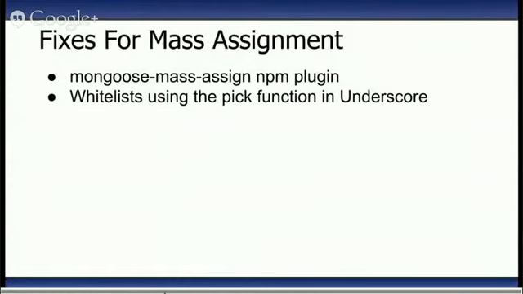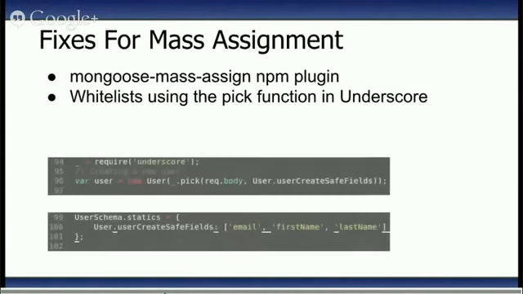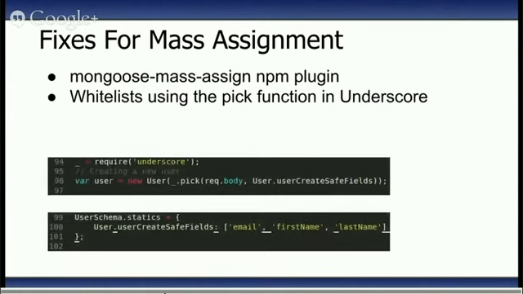So yeah, fixes for mass assignment. This is a pretty big issue. You've got an npm module called mongoose-mass-assignment, which helps you out a little bit, and you can also do whitelisting. So you can use underscore's pick, and then in your user schema you can have email, first name, and last name. And these are the only fields that will be populated if you are putting that value into the constructor.